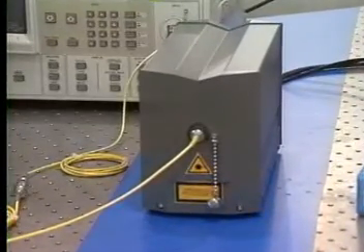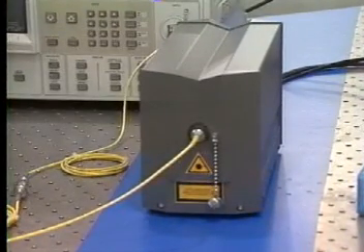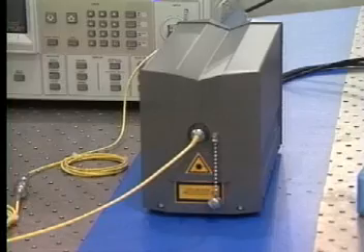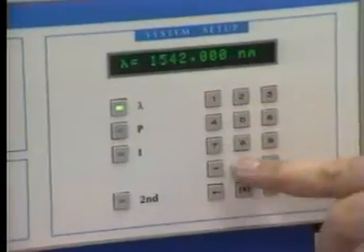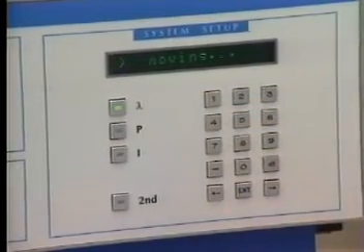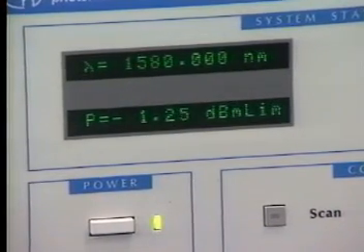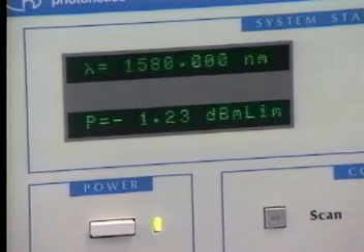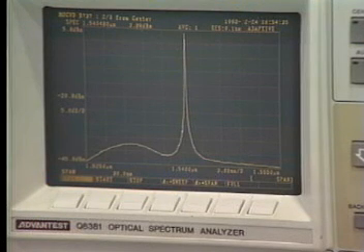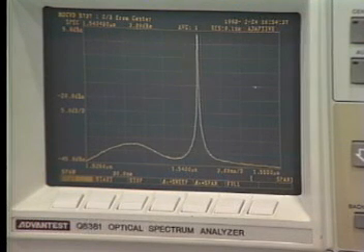Tunable lasers generate a center wavelength that is adjustable over a limited range. This is done by using a movable diffraction grating instead of a simple reflector at one end of the optical resonator. The grating is controlled by a piezoelectric crystal that moves slightly with applied voltage, allowing a desired wavelength to be selected.